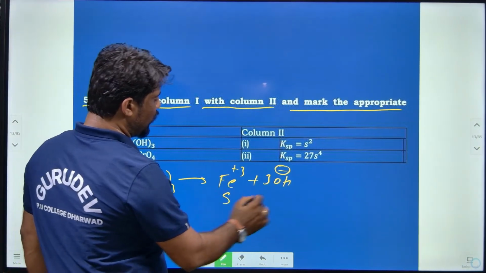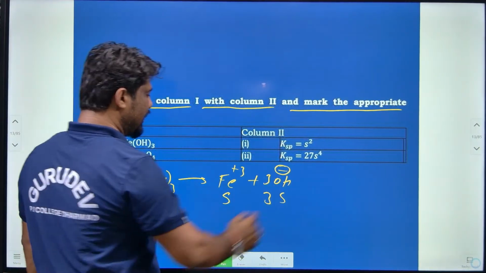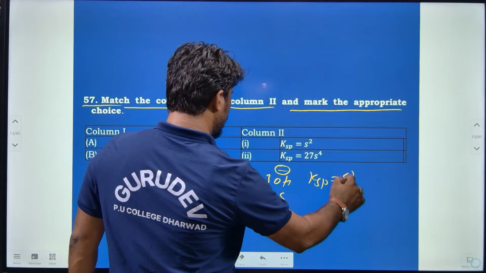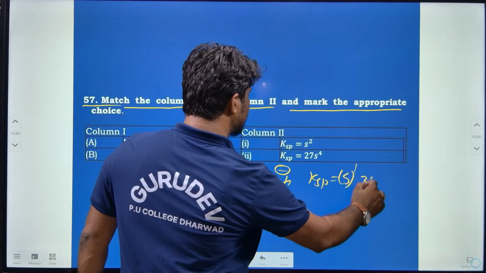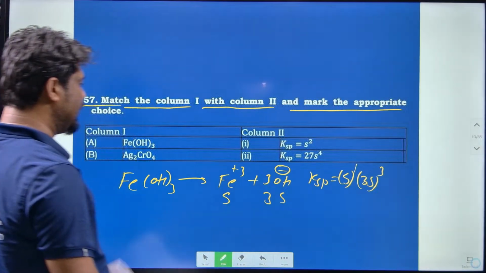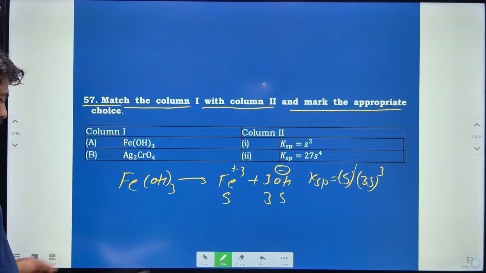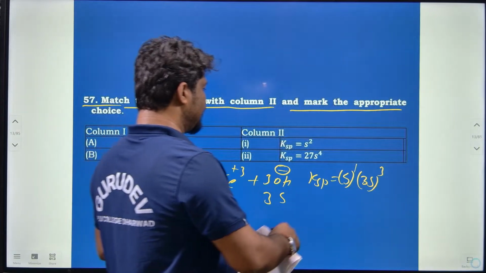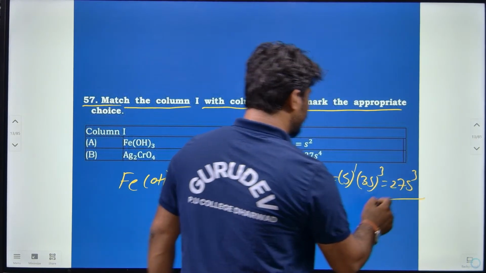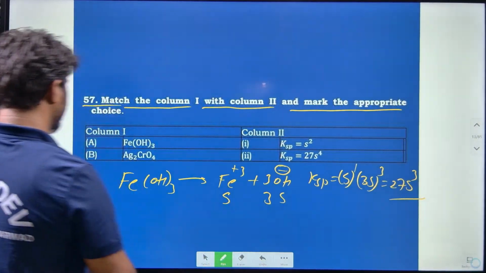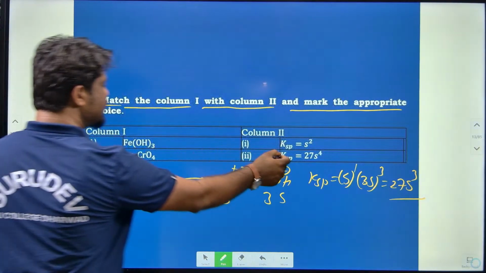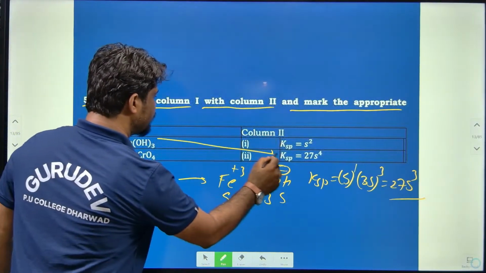For solubility, here 1S and here 3S. On simplification, Ksp is equal to S to the power of 1 times 3S to the power of 3. The calculated answer: 3 3s are 9, 9 3s are 27. So 27 S cube it forms. For option A, it matches the second one.